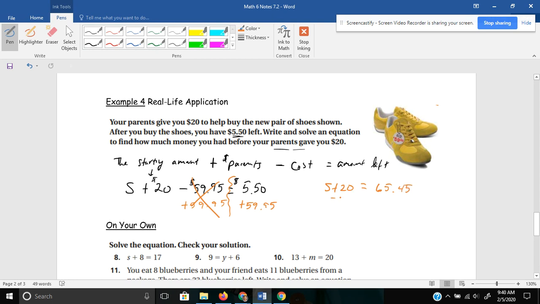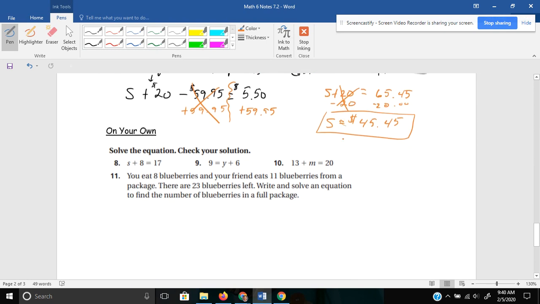And I still have to undo this adding 20 by subtracting 20 from both sides. That would undo, and now I'd be left with $65.45 minus 20, and that would give me $45.45. So you had $45.45 before your parents gave you the $20. You then took this that you started with, added the $20, bought the shoes for this price, and you had $5.50 left. All right, go ahead and pause the video now to do 8, 9, 10, 11 on your own, and we'll see how you do.